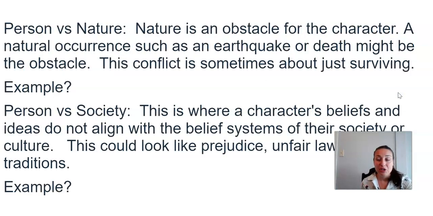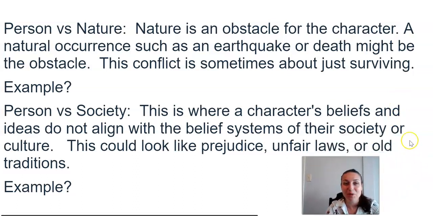So that takes us to person versus nature. So person versus nature, this can be nature itself as an obstacle for a character, right? So this could be an obstacle such as a tsunami or an earthquake, right? And I think that there have been entire movies devoted to natural occurrences, kind of creating person versus nature conflicts. But it could also be like nature, like the circle of life, like life and death.